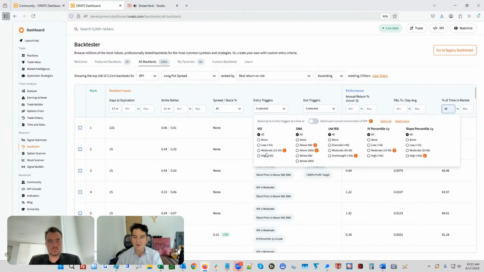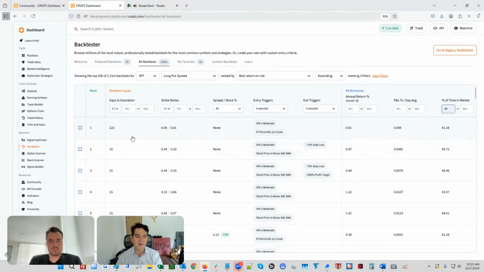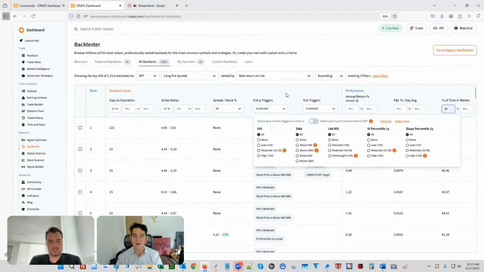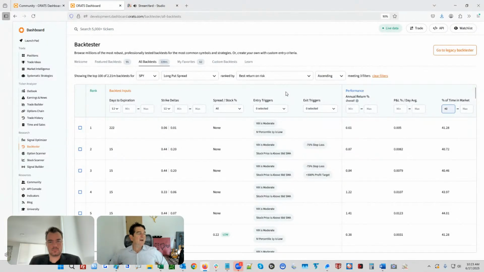Well, the VIX moderate is between 15 and 20. The SMA is above, and we say what it is right now. The RSI is overbought right now. The implied volatility of the 1 year is moderate, and the slope is high. So that's where the SPY, whatever symbol you have right now, is, and those are the current environment. So we wanted to backtest, well, how does this iron condor work in various situations? This is a really cool way to look at that.